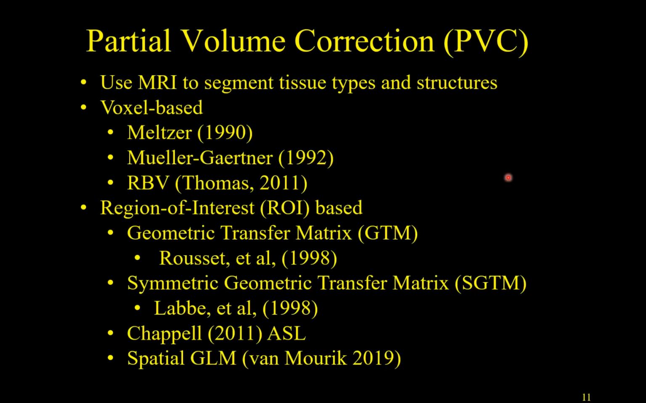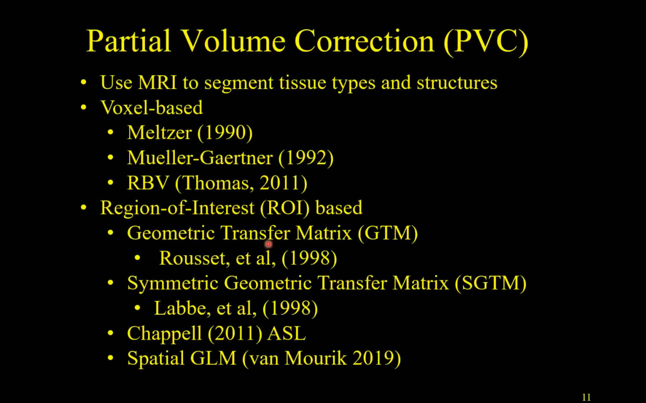So there are lots of ways to correct for partial volume effects. As I said before, in PET, this kind of thing has been going on for now over 30 years, if you go back to Meltzer, 1990. These are voxel-based methods. What I'll talk about today are these region of interest-based methods. So starting back in 1998 with Rousseau, who developed something called the geometric transfer matrix. And then the same year, there's something called the symmetric geometric transfer matrix.